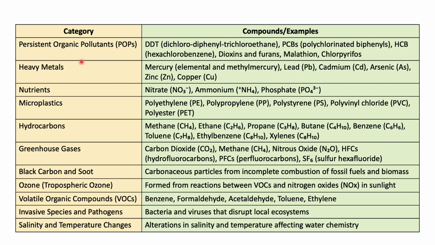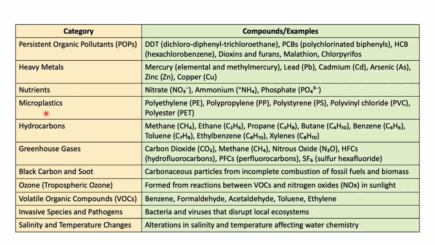So here are the various categories of pollutants, the chemical stressors, given here. One is persistent organic pollutants. This is the most important one. DDT, PCBs, that is polychlorinated biphenyls, HCB, that is hexachlorobenzene, dioxins and furans. All these are chemicals which exist in the Arctic region. They are called persistent organic pollutants. Then we have heavy metals like mercury, lead, cadmium, arsenic and other metals. Some of the nutrients are also pollutants, that is nitrate, ammonium and phosphate ions.